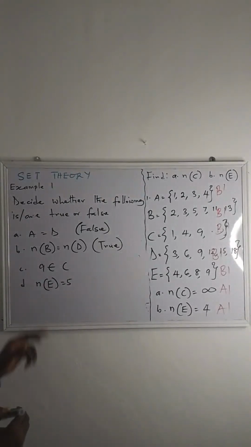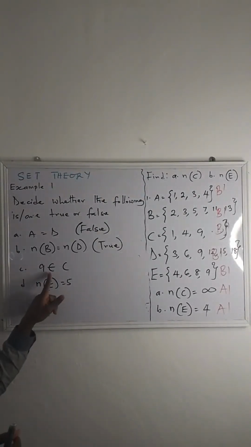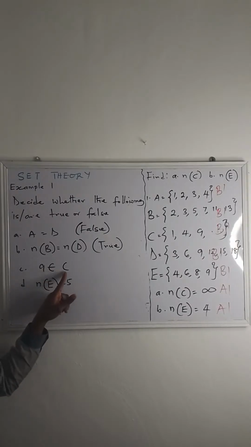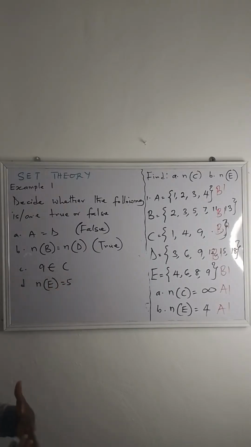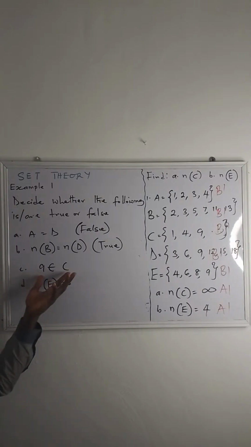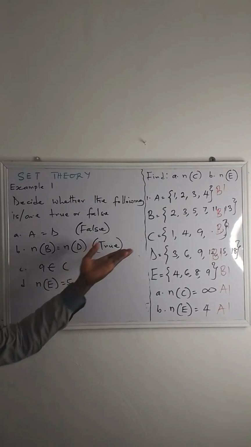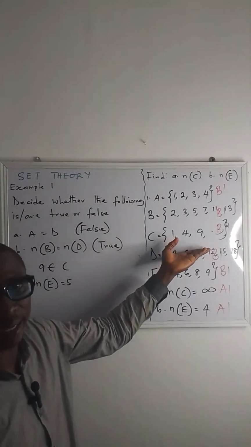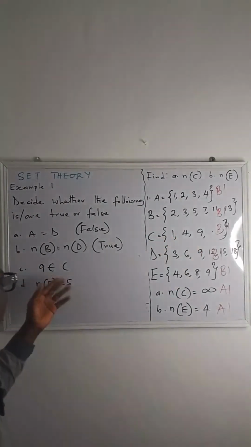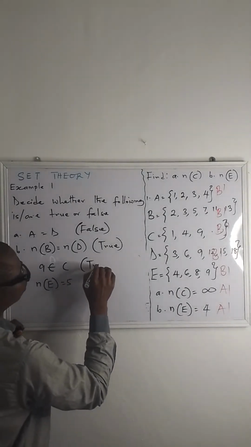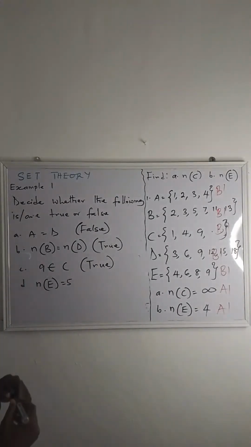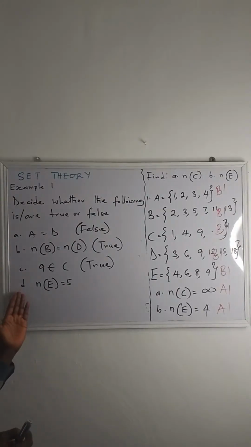Okay, now let's look at the next one. Look at this symbol. What does it mean? It means member of. So to read this, we have 9 is a member of set C. That is, 9 is an element in set C. So let's see the validity of that statement. You just go straight to set C. Do we have 9 here? Yes, we have 9. So this statement is true. So the answer is true.